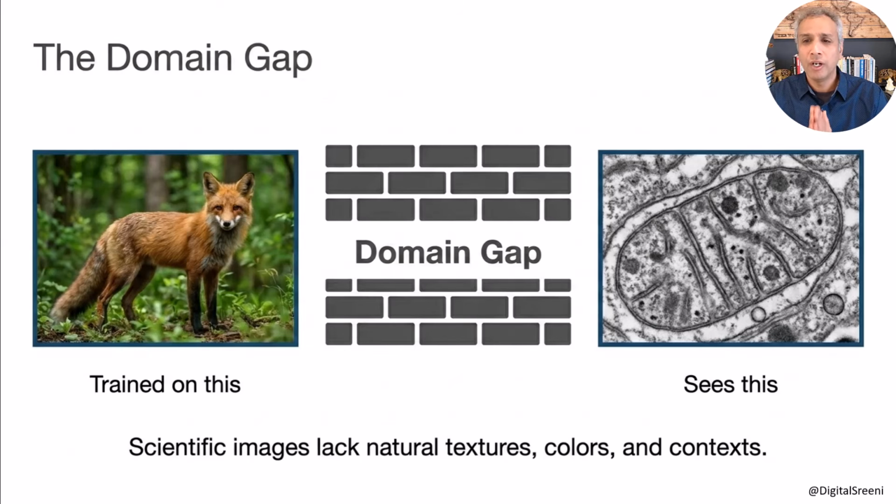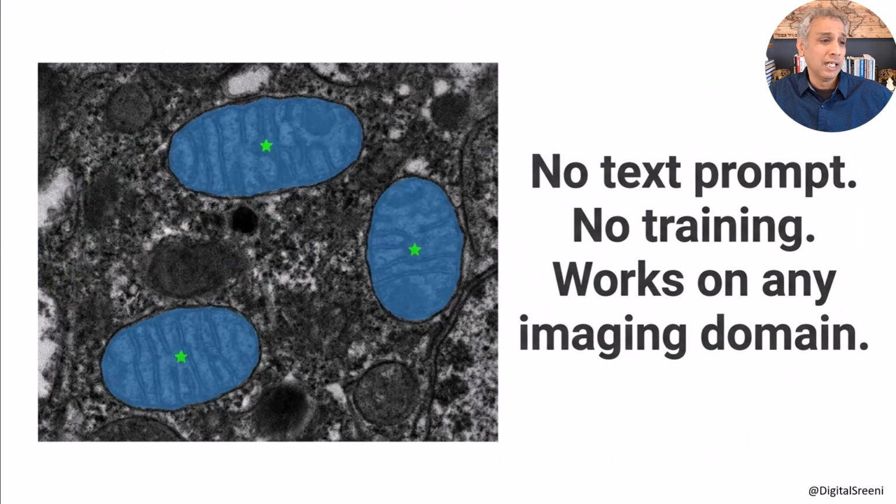Grounding DINO was trained on natural images, photographs of everyday objects, outdoor scenes, people, and animals, so it works great on those. And when you show it electron microscopy images, like grayscale, high contrast, showing cellular ultrastructure at nanometer resolution, it has no representation of this visual world, so it probably will not work. This is exactly what I mean by domain gap, and this is where SAM2 can definitely help. Now, one thing before ending this video is about point prompts.